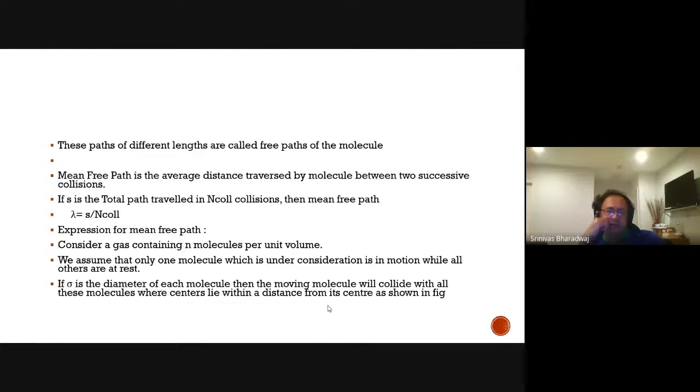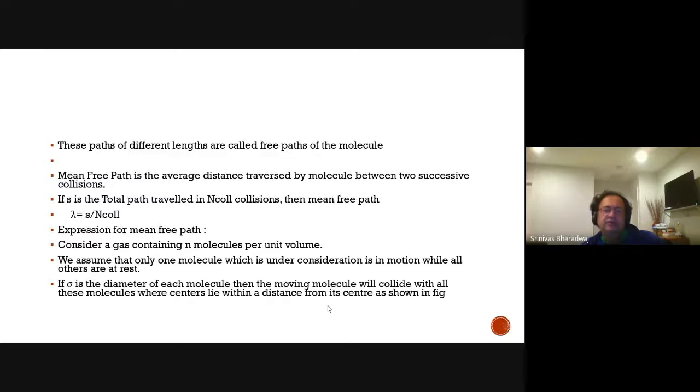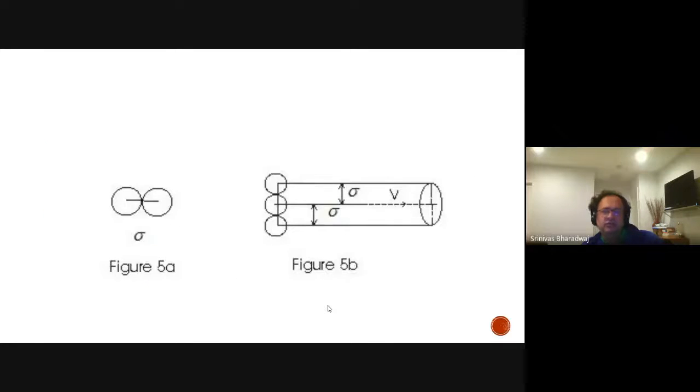Expression for the mean free path. Consider a gas containing n molecules per unit volume. We assume that only one molecule is under consideration in motion, while all the other molecules are at rest. Sigma is the diameter of each molecule. The moving molecule collides with all those molecules whose centers lie within a distance sigma from its center, as shown. So it will collide with a set of molecules which are only this distance apart.